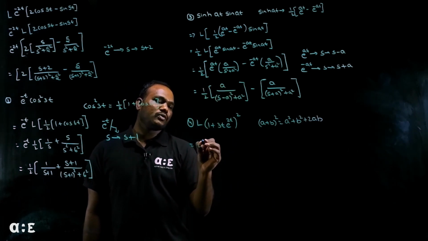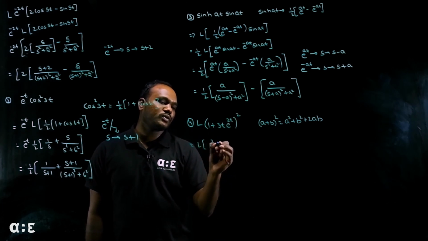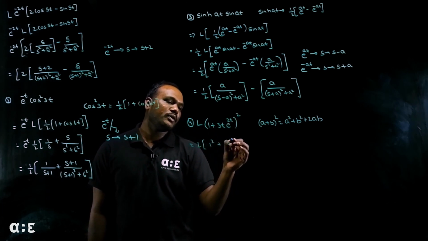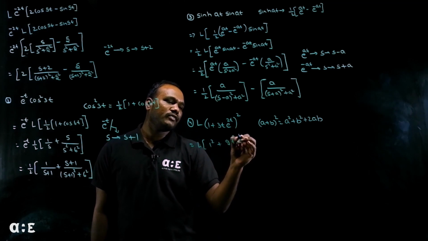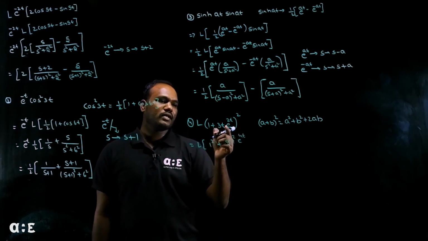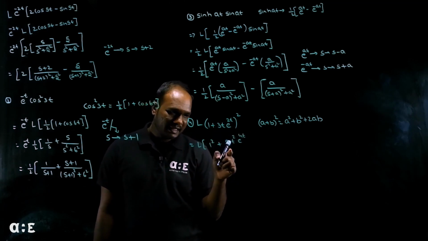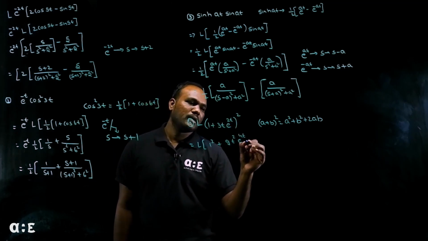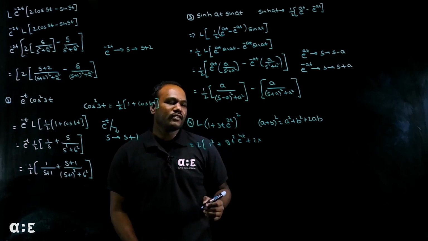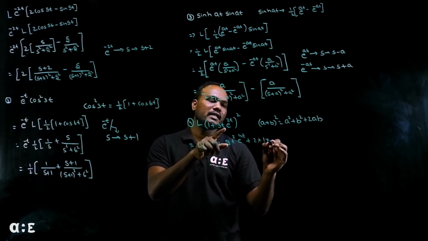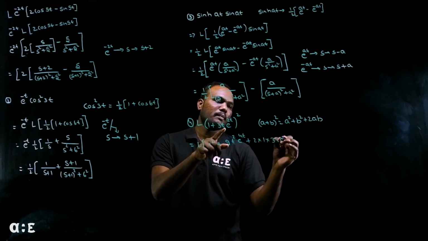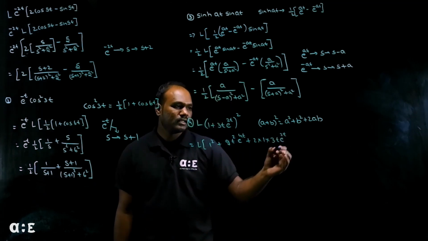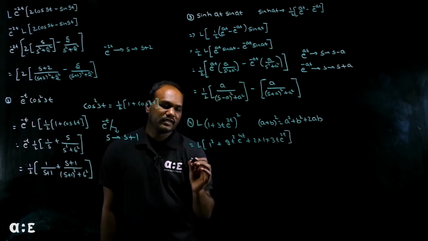So Laplace of, let's open this, we'll substitute a square plus b square, right? This square, this square, this square. 9, 3 square is 9, t square is t square, e power 2t whole square is e power 4t. Plus 2 times, what is the value of a? That is 1. What is the value of b? That is this, 3t e power 2t. Right?